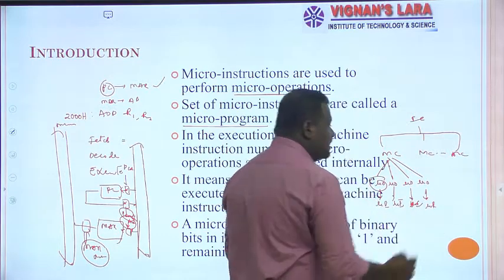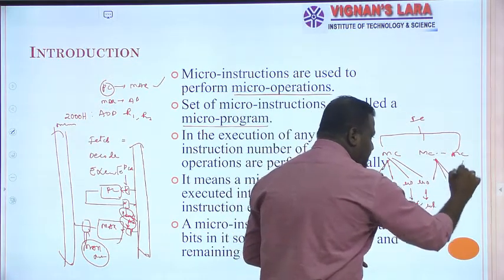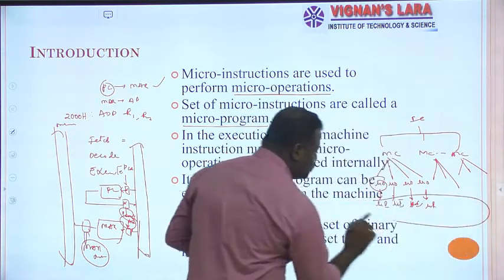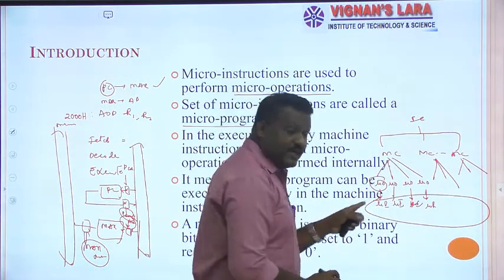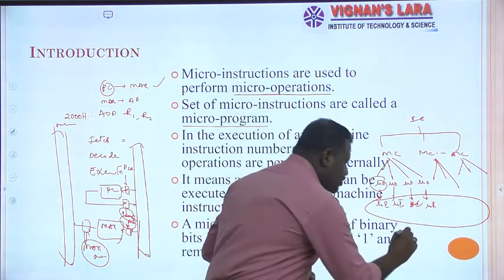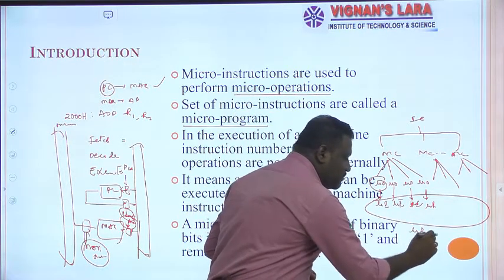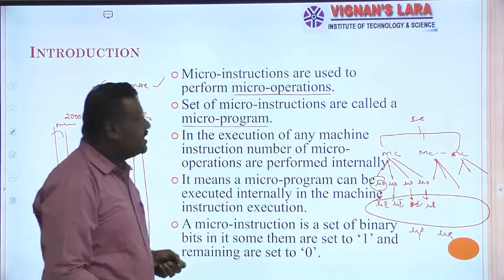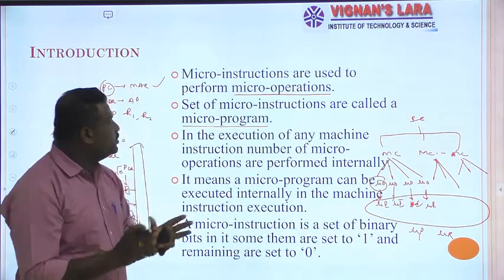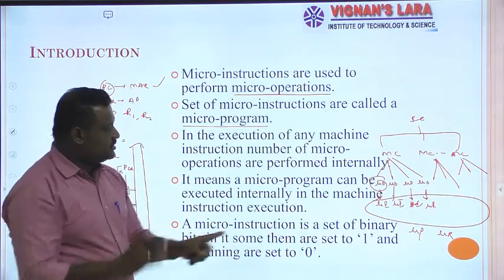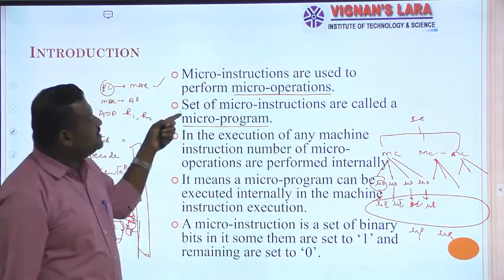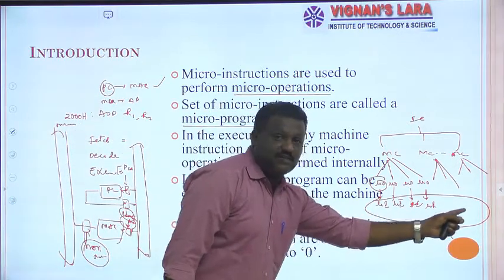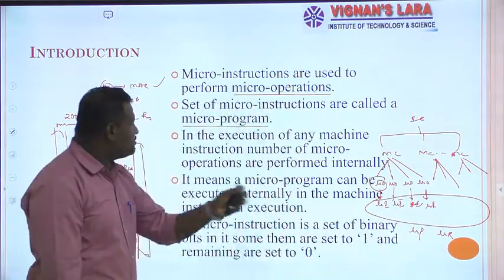Like this. Similar case for this machine cycle and similarly for this machine cycle. Then this group of micro instructions I can call a micro program. That's what I'm mentioning here. So micro instructions are used to perform a micro operation, that is this. And second thing, a set of micro instructions is called a micro program. These are the set of instructions I can call a micro program or micro routine.